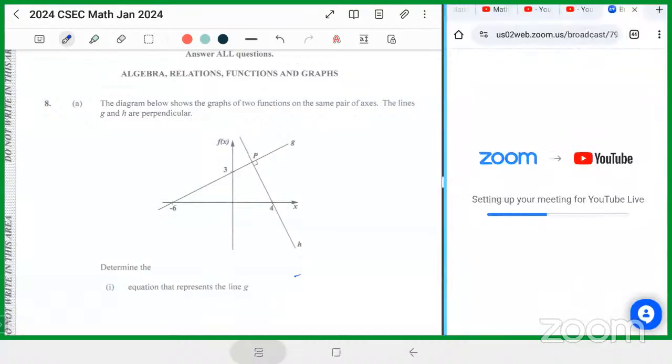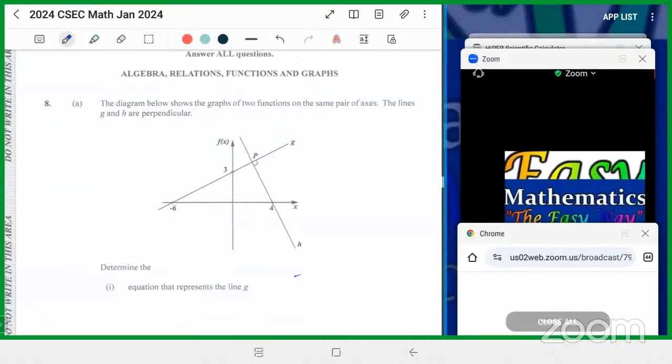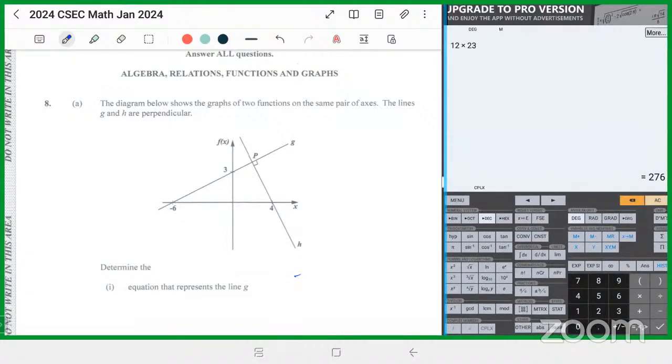All right, guys, so we are now at number 8 of this January 2024 CSEC math exam, paper 2 video solution. We're now starting section 2 with number 8. So it starts out with this coordinate geometry.